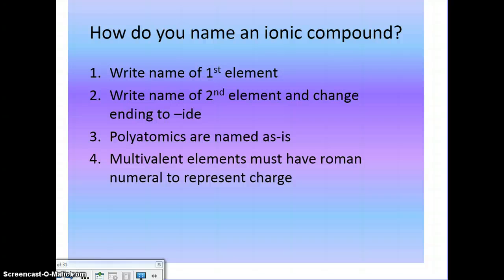Okay? All right, how do you name an ionic compound? Well, the first thing you want to do is write the name of the first element. Then you're going to write the name of the second element and change the ending to -ide. If you have a polyatomic in your compound, you just name it whatever the polyatomic is. And if you have a multivalent element, that means somebody in the middle or the skip column, you're going to have to use a Roman numeral to represent the charges. We only go up to 4 for Roman numerals, so you got Roman numeral I, II, III, and then 4 looks like a little IV.